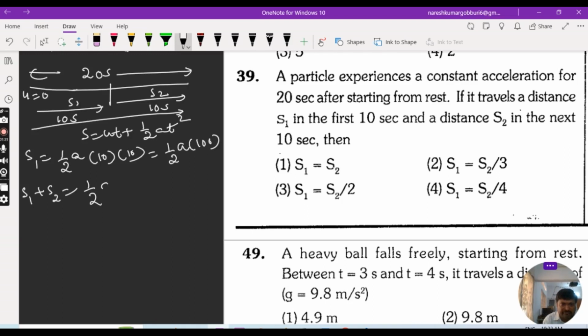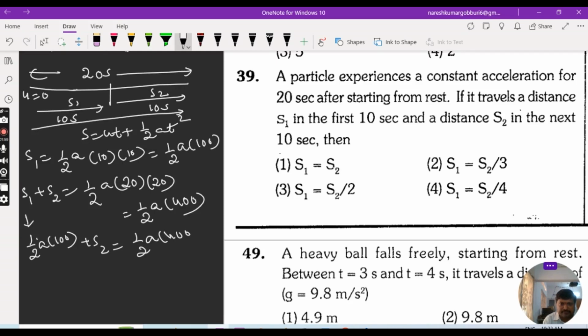It becomes 0, then half a. This time 10 seconds plus 10 seconds, that is 20 seconds, that is 20 into 20, equal to half a 400. So my dear children, what is the relationship between S1 and S2? In the place of S1, I am writing half a 100 plus S2 is equal to half a 400.